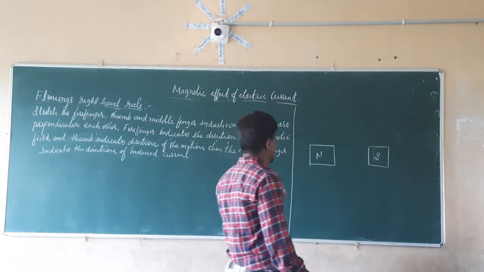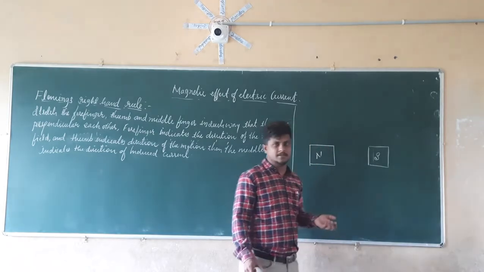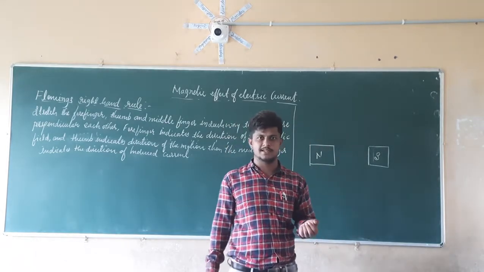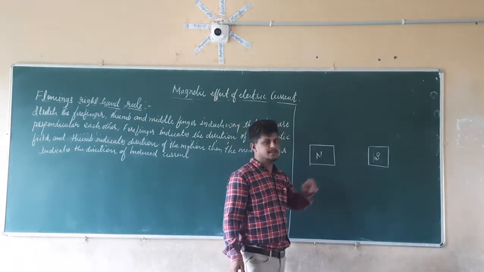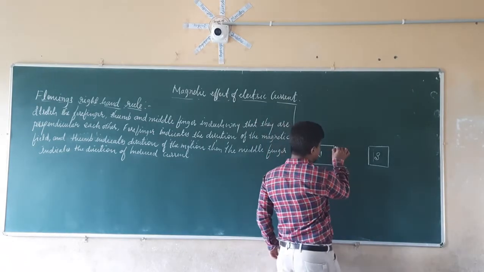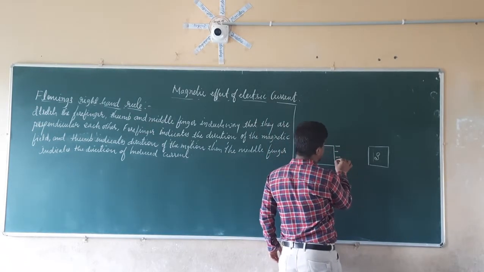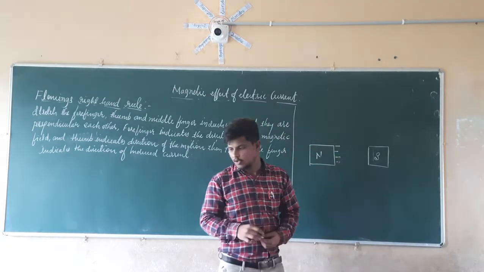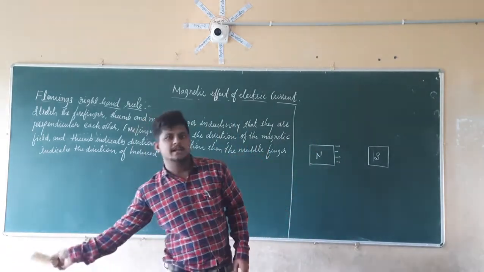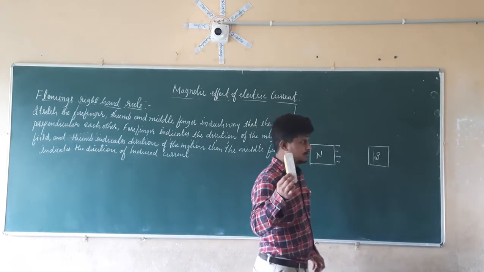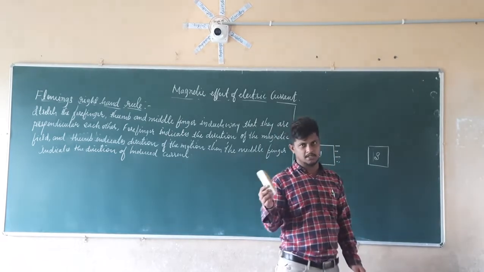So we are going to make a setup by using these magnets. We are going to use a horseshoe magnet here, and this is the north pole and this is the south pole. You already know that the magnetic field goes from the north to the south. So let this be the conducting material.